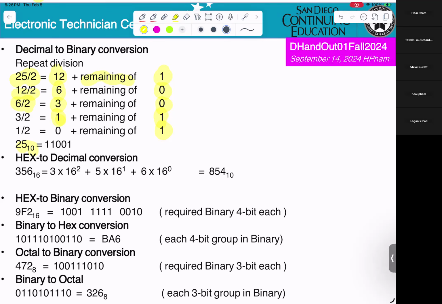25 base 10 equivalent, okay, to go up. That means here you're going up: 1, 1, 0, 0, 1. This is the answer. Okay? That's how to convert from decimal to binary.